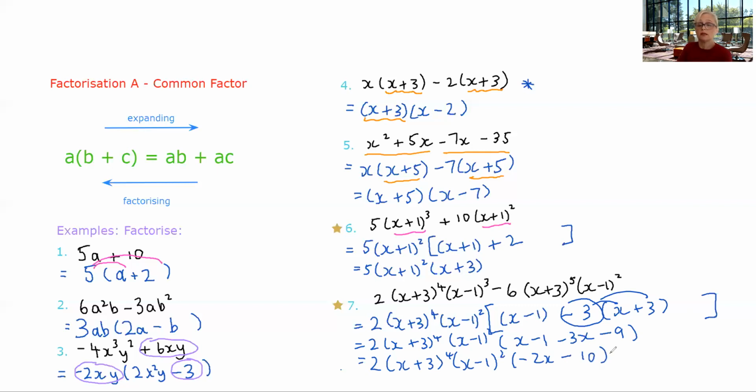Well, it's still not fully factorised because look at this, there's a negative 2 that can come out of that. I'd bring that all the way out the front and multiply it by this 2. So we're going to have (x plus 3) to the 4th, (x minus 1) squared, and (x plus 5). That one's probably a double star question, to be honest, but good on you if you followed me there. Do some practice of some hard ones and see how you go.